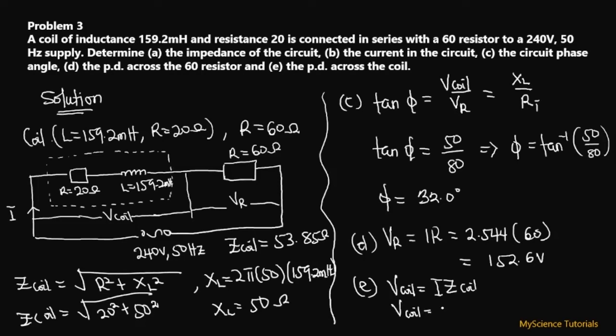Now that we found that, we can find the V coil very easily. We already found our current to be 2.544, multiplied by the impedance of the coil, which we just found to be 53.85. If you multiply 2.544 by 53.85, we are going to get 137 volts as the potential difference across the coil.